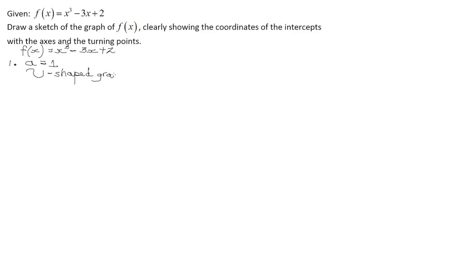Because the sign of a determines the shape of the graph. So first positive, then negative. That's the shape of the graph. Now you already know, as you're going to calculate the other information, your graph will look like this.